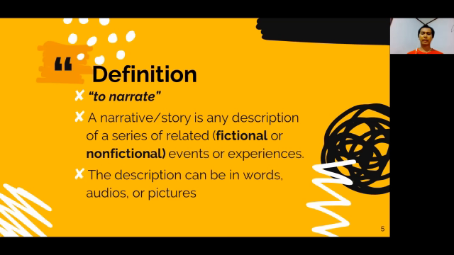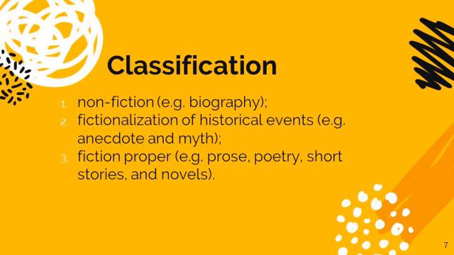It can be in words, like prose or poetry, short stories, novels, and so on; audios, such as audiobooks and so on; and pictures, whether still pictures or moving pictures like movies. Narrative can be organized into a number of thematic categories. There are at least 3 big categories.